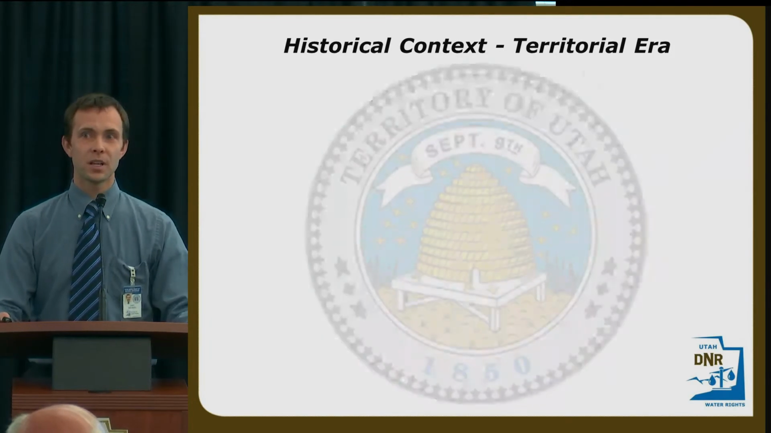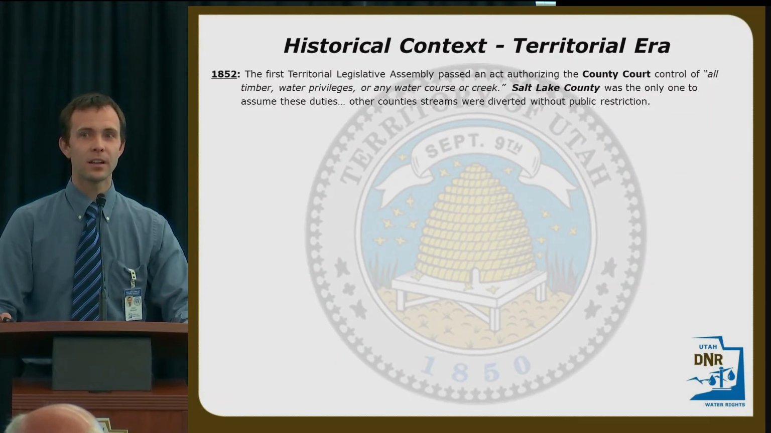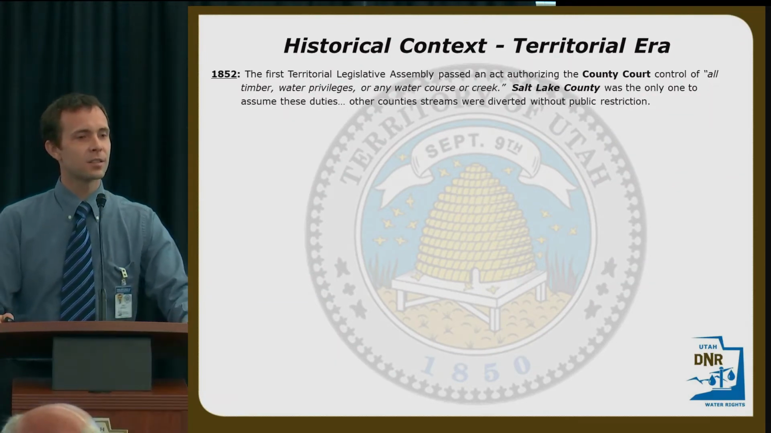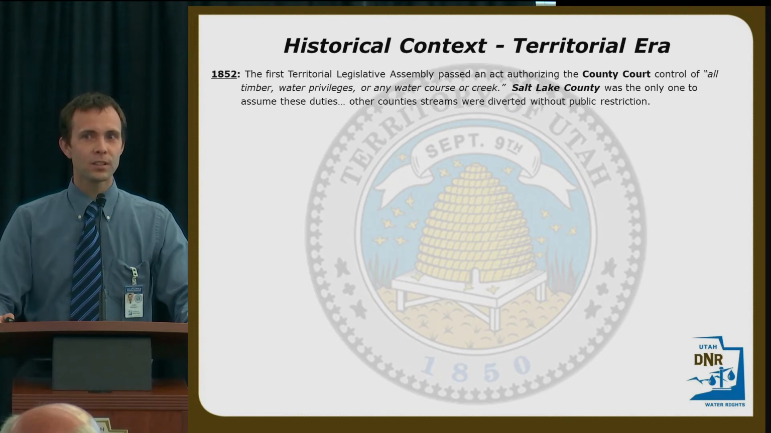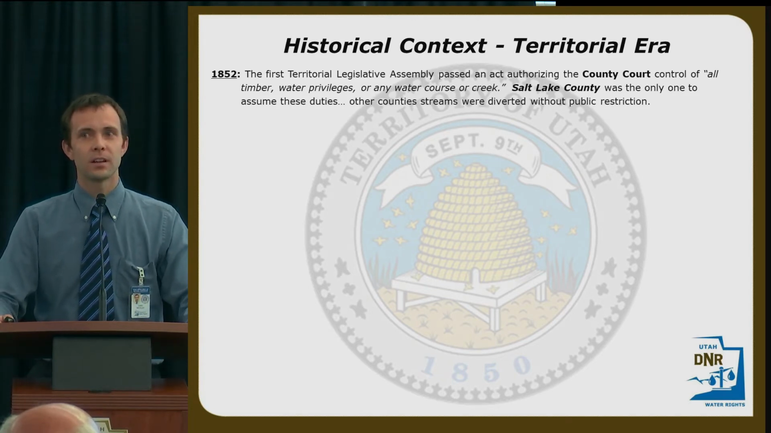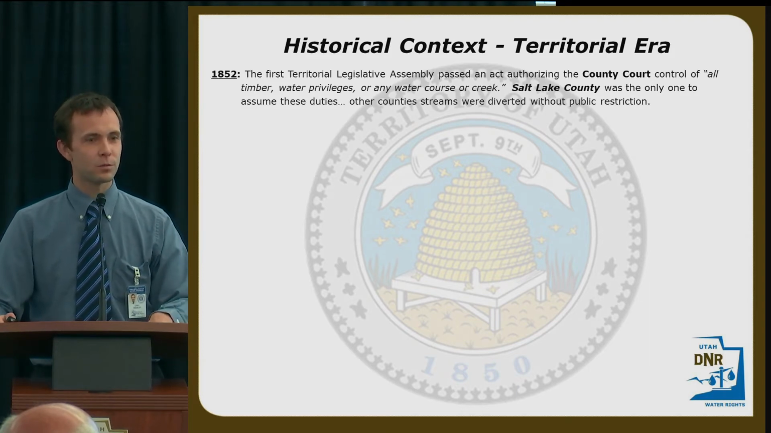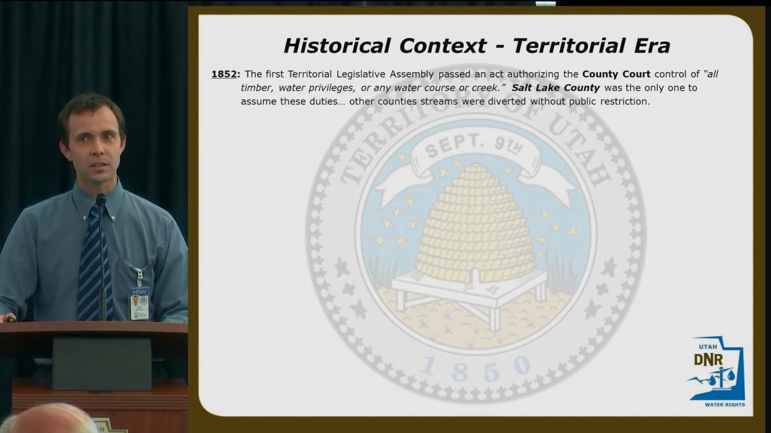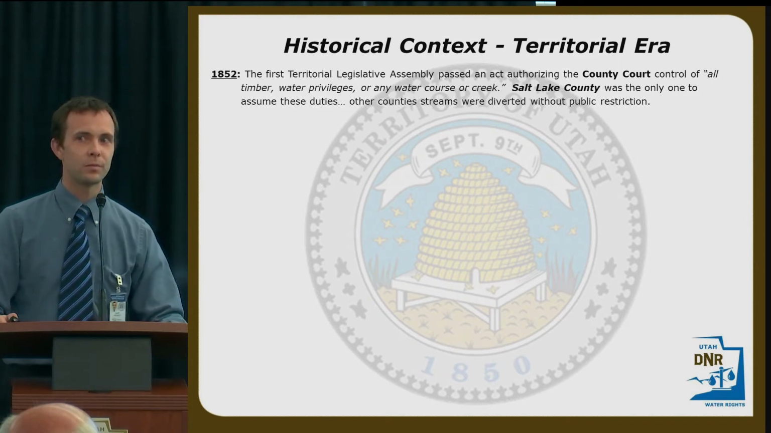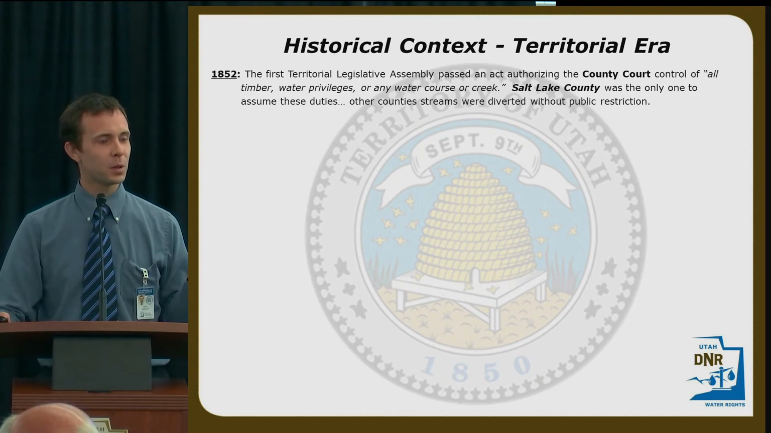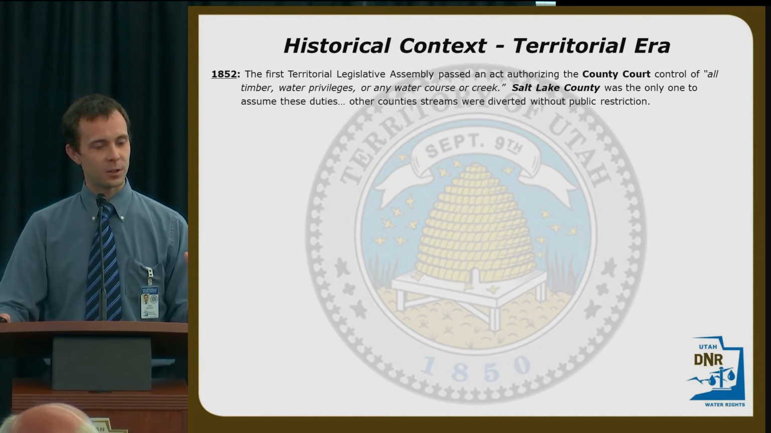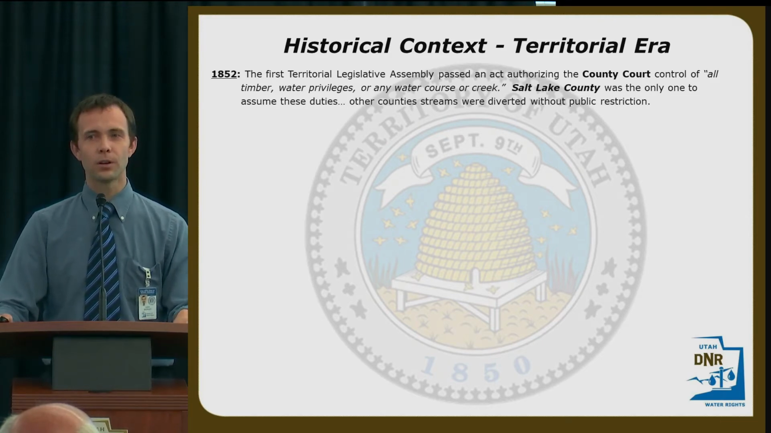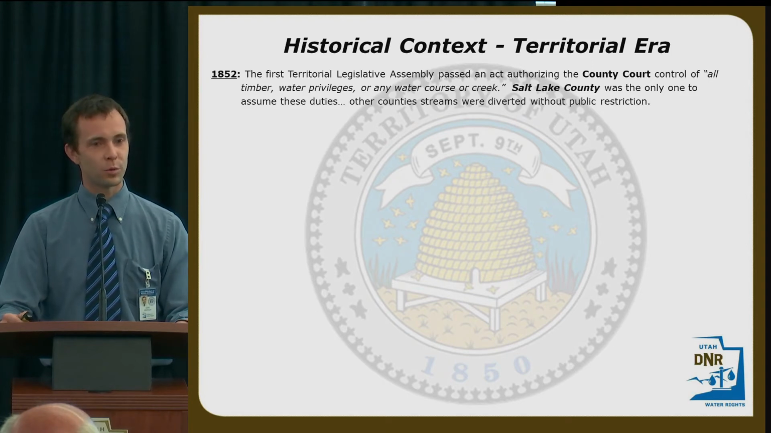So the state of Utah became a territory in 1850. In 1852, the Territorial Legislative Assembly passed an act authorizing the county court control of all timber, water privileges, or any water course or creek. And Salt Lake County was really the only county to assume these duties. Most of the other counties, streams were diverted without public restriction. So people in Salt Lake County took this statute by the territorial government and exercised it, and they made the county court the responsible court for overseeing the water appropriations and water uses.